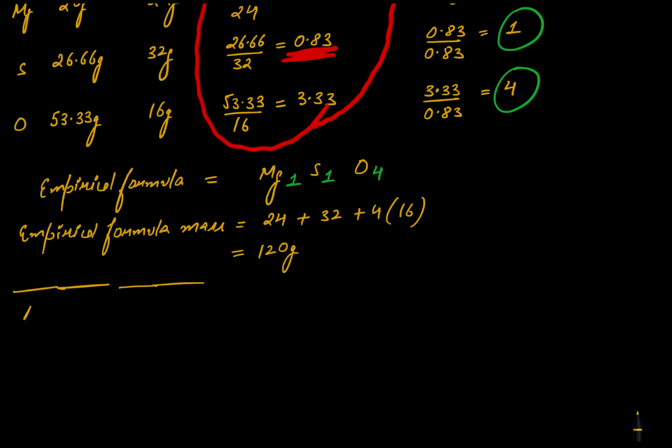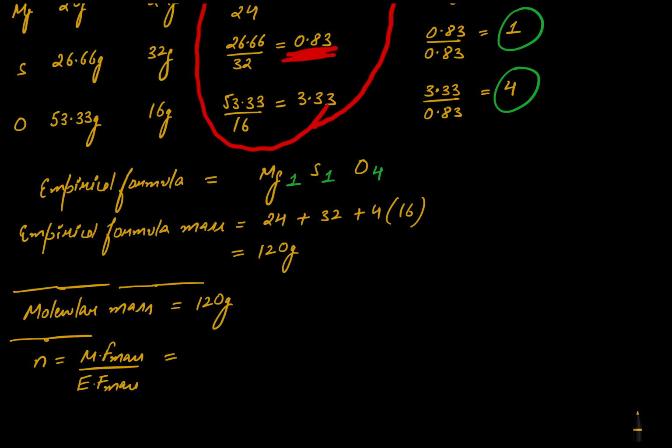I'm writing the molecular mass given in the question. It's 120 grams. So what's the value of n? It's molecular formula mass divided by empirical formula mass. It comes out to be 120 divided by 120, because the molecular mass was 120 and we got the empirical mass to be 120. So it comes out to be 1.